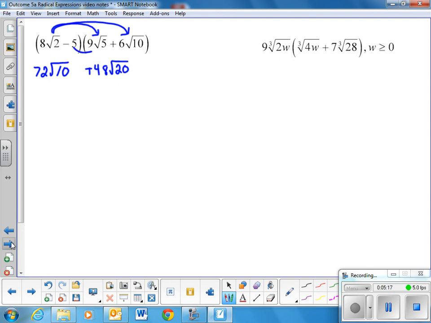Then we move to the second term in the first bracket and multiply it by the first term in the second. Negative 5 times 9 is negative 45. Under the root sign, we just have 5 because the negative 5 doesn't have anything under the root. Then negative 5 times 6 root 10 is negative 30 root 10.